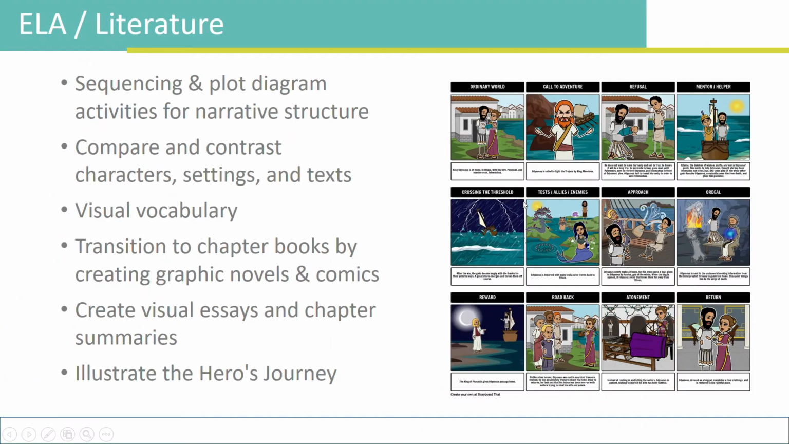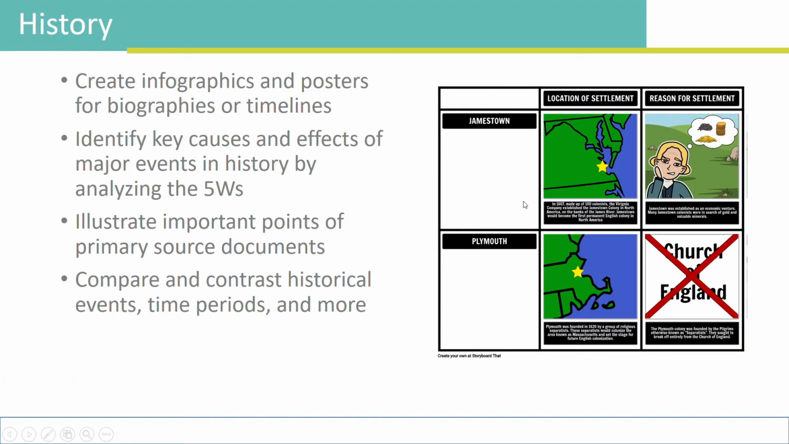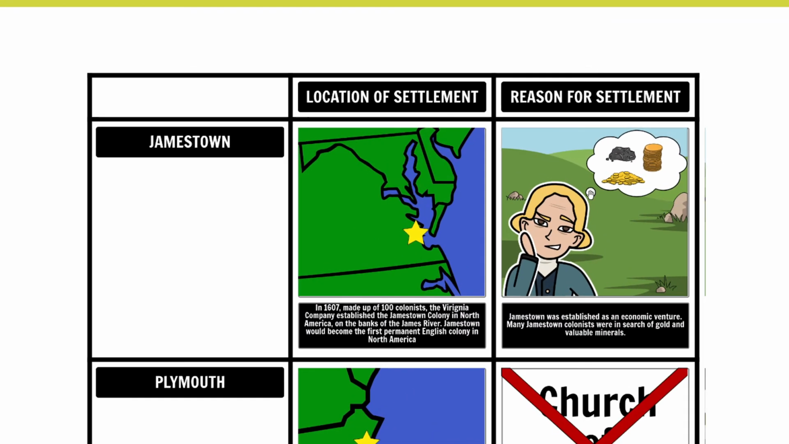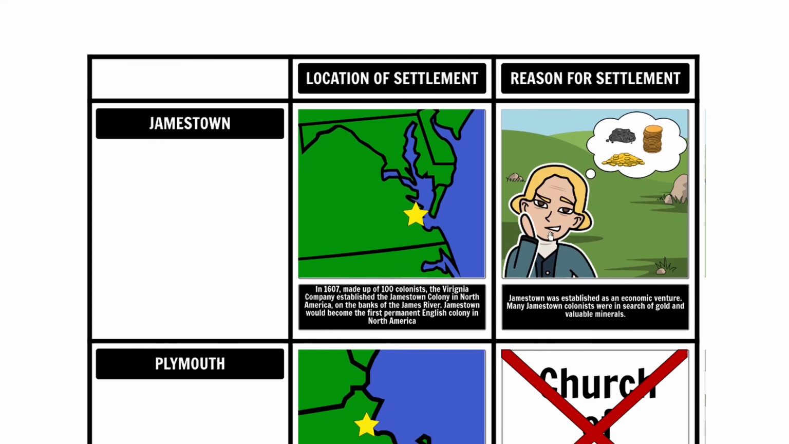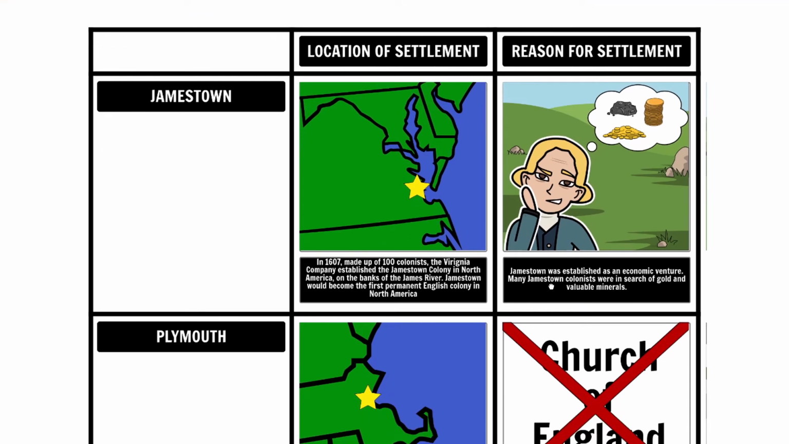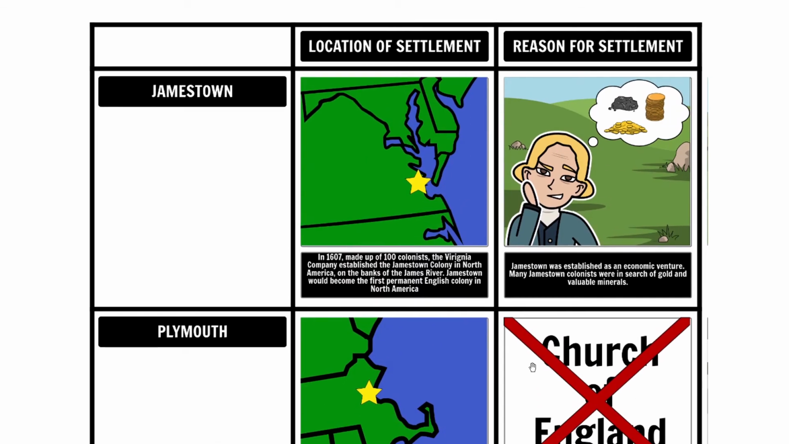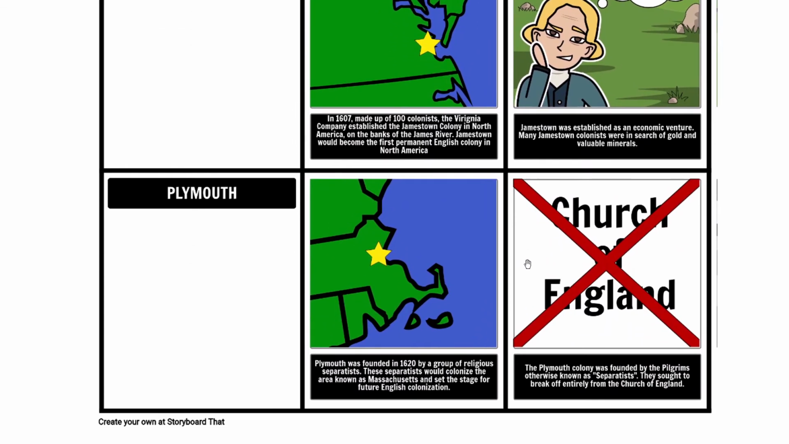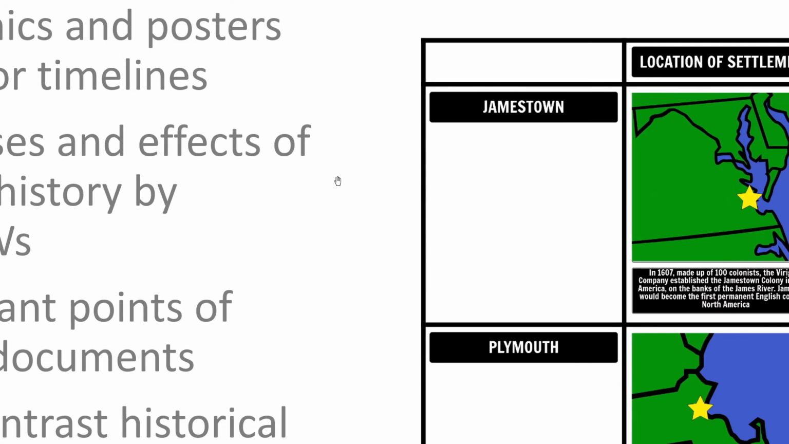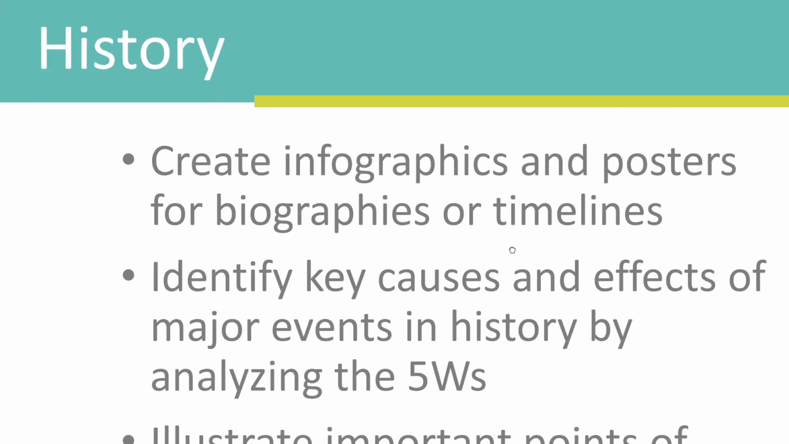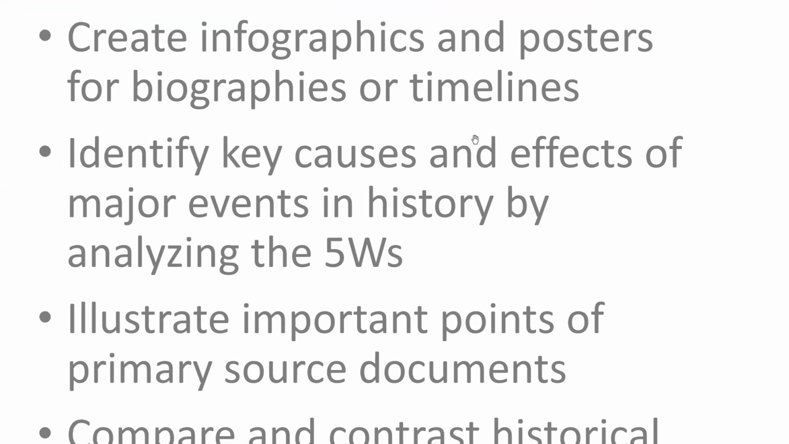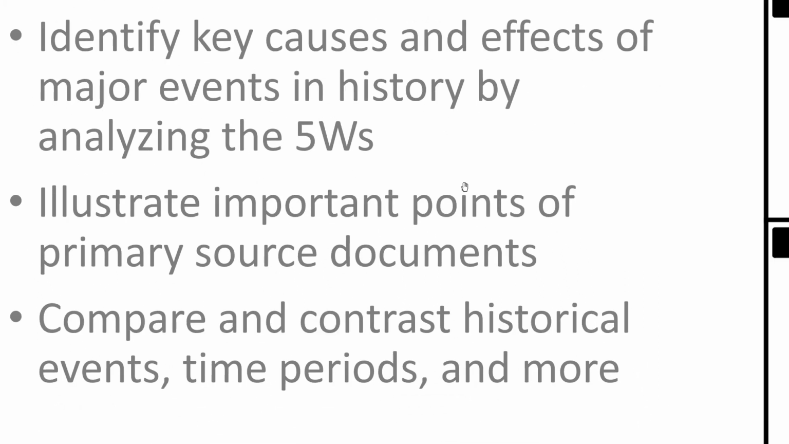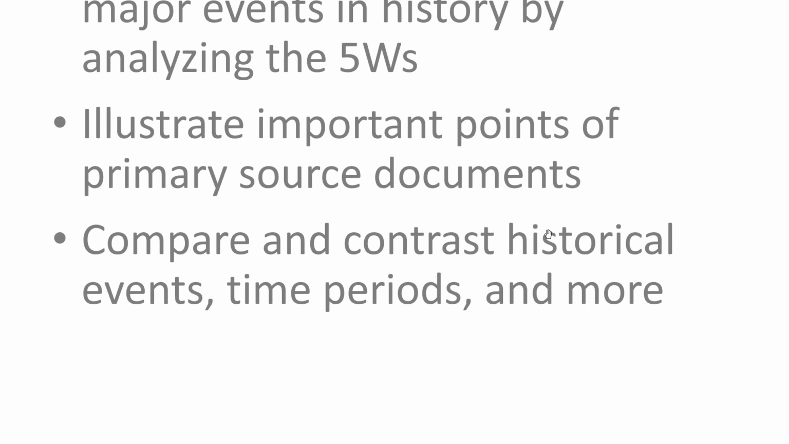Okay, so we will continue. If you are teaching history, you can also make very good stories, for example about the first settlements in the USA. So we have Jamestown, Plymouth, et cetera. For the history teachers, you can create infographics and posters. You can identify key causes and effects of major events. You can illustrate points of primary source documents.